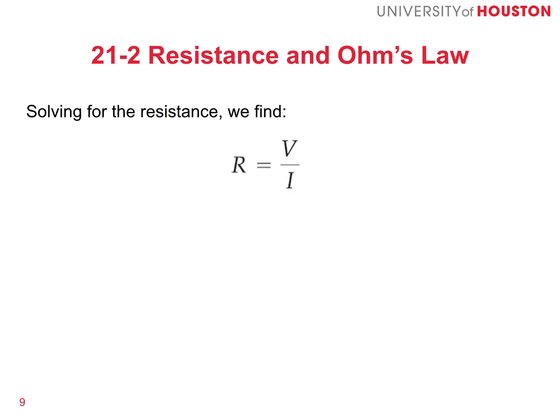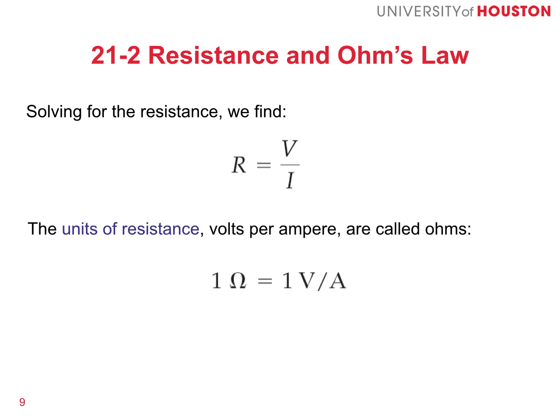Now, if we solve for resistance in the Ohm's law equation, we find that R is equal to the potential difference, V, divided by the current, I. This means that the units of resistance are volts per ampere, which we often write as ohms, and 1 ohm is equal to 1 volt per ampere.